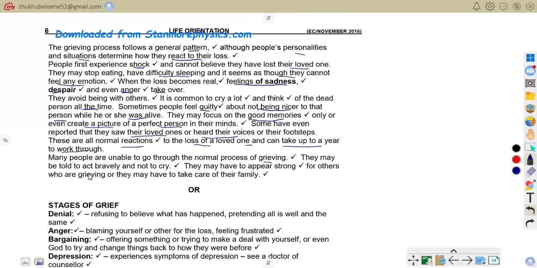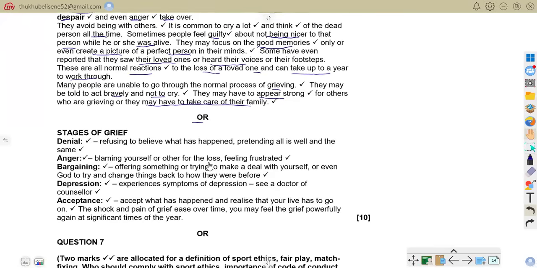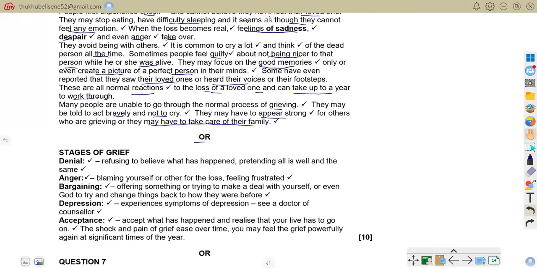They may be able to act differently, and they may have support from others who are grieving, or they will take care of it. Their family or friends. Stages of grief. So, stages of grief now.